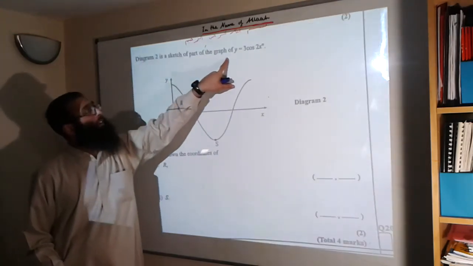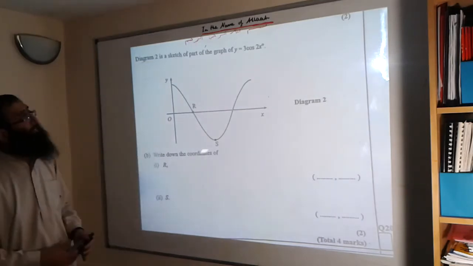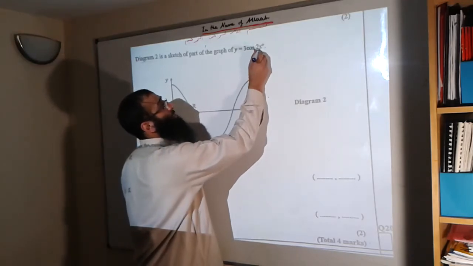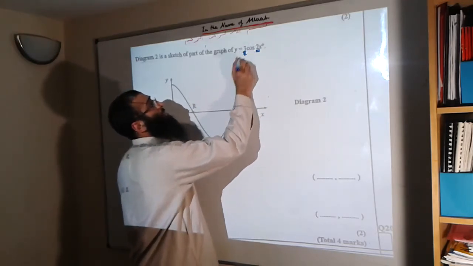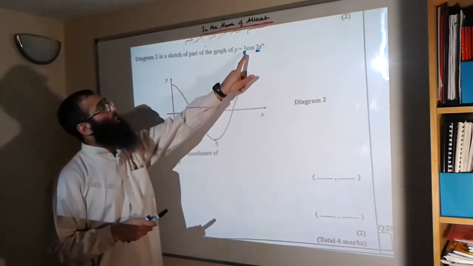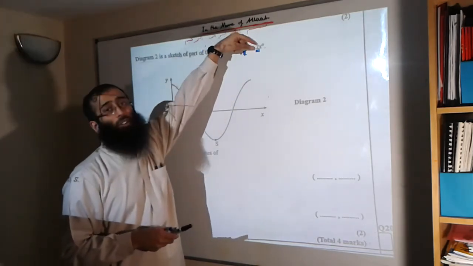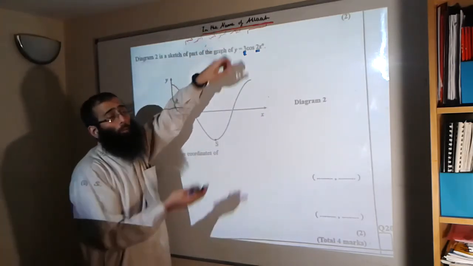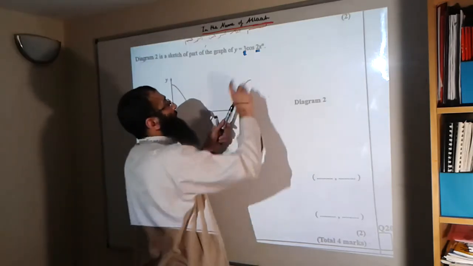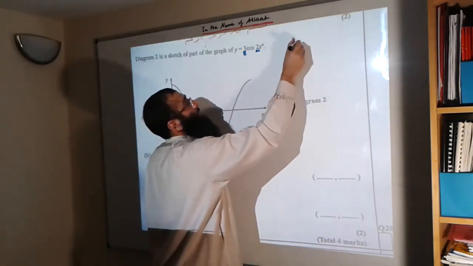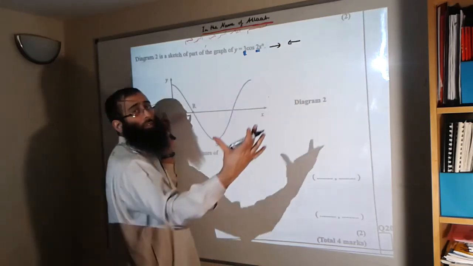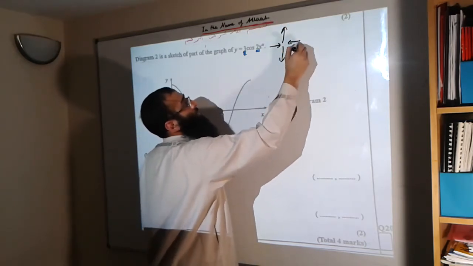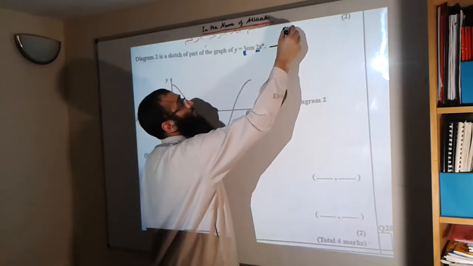Diagram 2 is a sketch of part of the graph y equals 3 cos 2x. Okay, so before we go any further, let's look at the main points of this function and how it's being changed. First of all, the original cos function has a 2 inserted in the function, which squeezes the graph down. And then it has a 3 on the outside, a multiplier, which then stretches it. So this first 2 squeezes the graph down. The 3 on the outside then acts after you squeeze it down, so you're doing a factor of 2 first and then a factor of 3.